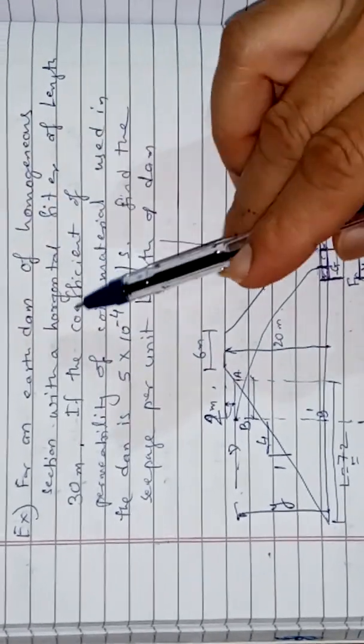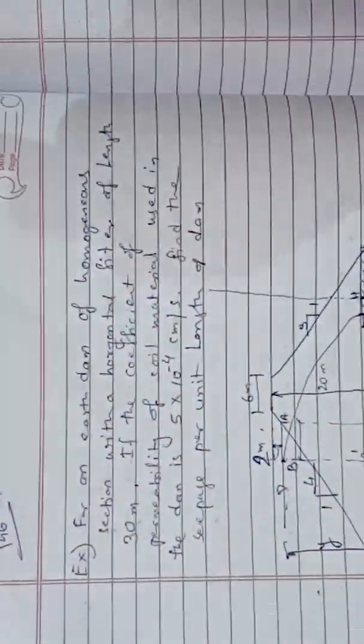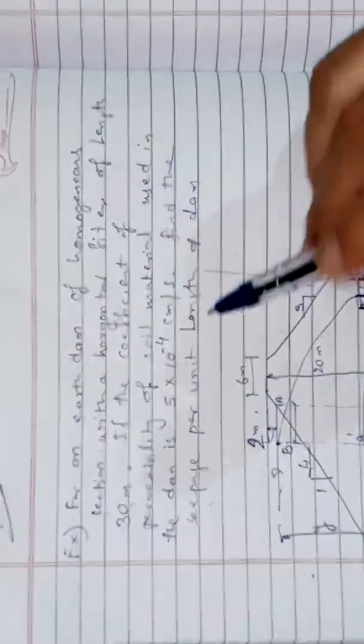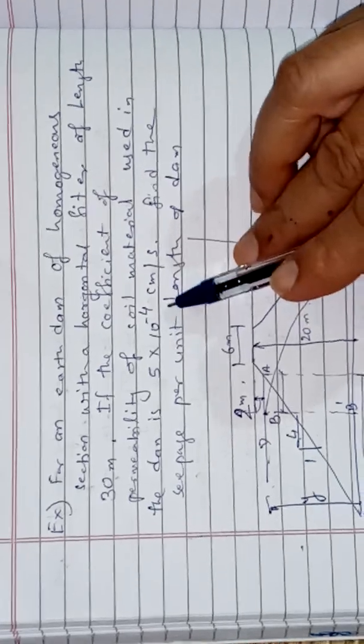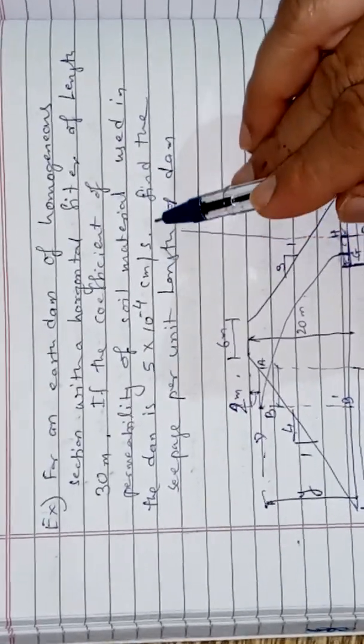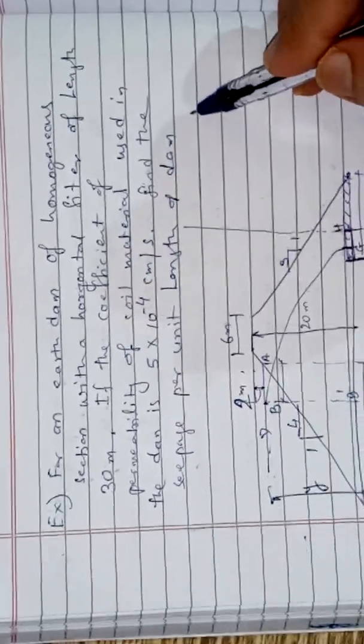So the problem given is for an earthen dam of homogeneous section with a horizontal filter of 30 meter. If the coefficient of permeability of the soil material used in the dam is 5 into 10 raised to minus 4 centimeter per second, find the seepage per unit length of the dam.